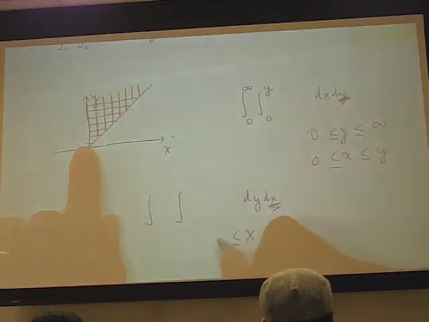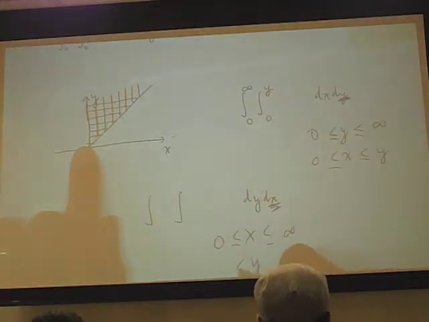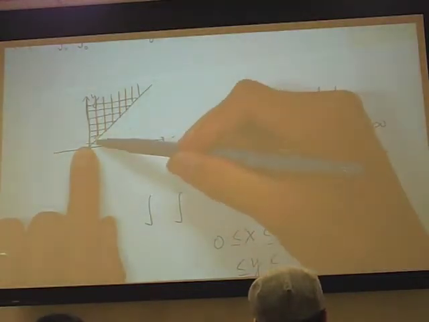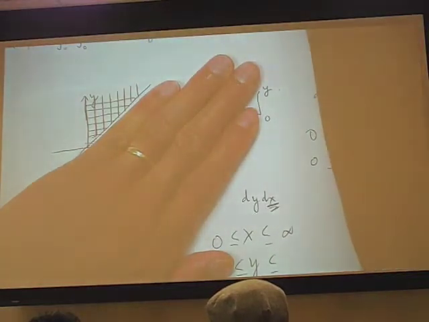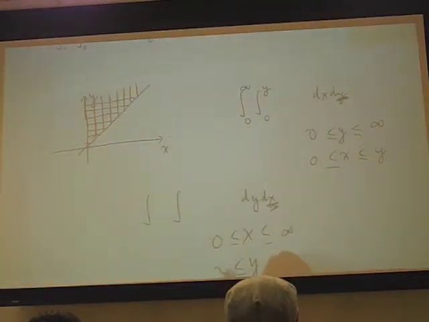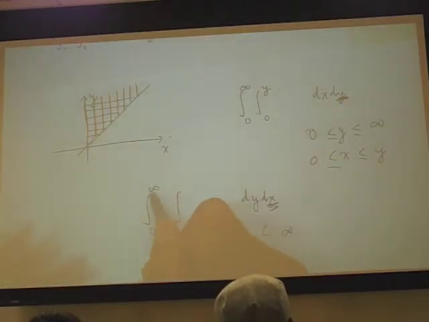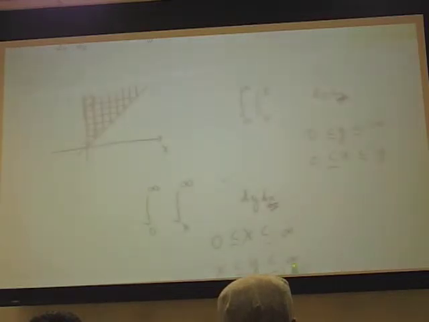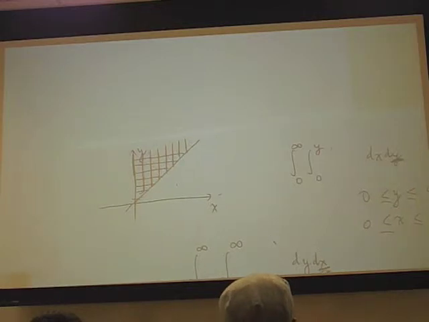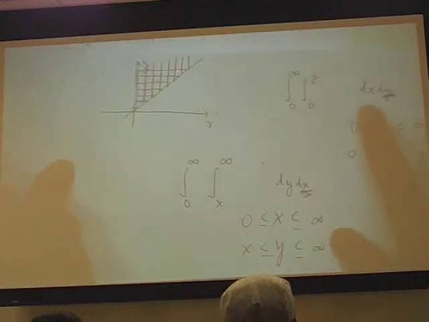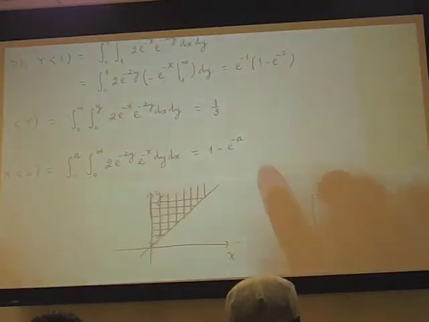Can you see that? And for y, the lower limit is going to be this curve, this line right here, and the upper limit is infinity. So it's going to be x to infinity. If you want to, you can also do 0 to infinity here, and then x to infinity, if you do dy dx. Is that clear? Alright? So anyway, in the problem, I choose the first one right there, so I get this number.